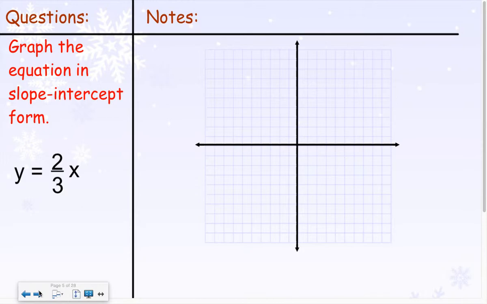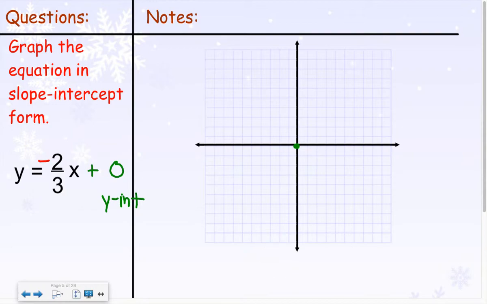Graph the equation in slope-intercept form, y equals 2/3 x. Now this time we don't have a number that's by itself. So what we can put in there is 0. This is the same thing as having a y-intercept of 0. So I graph 0 on the y-axis, and I'm going to make this negative 2/3 instead of positive 2/3. So I'm going to change that equation.